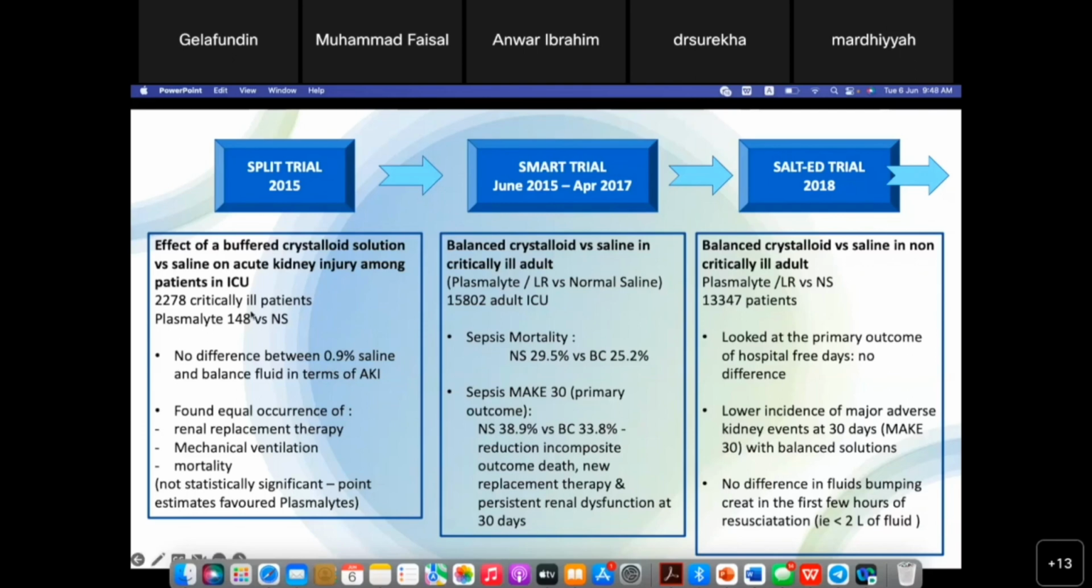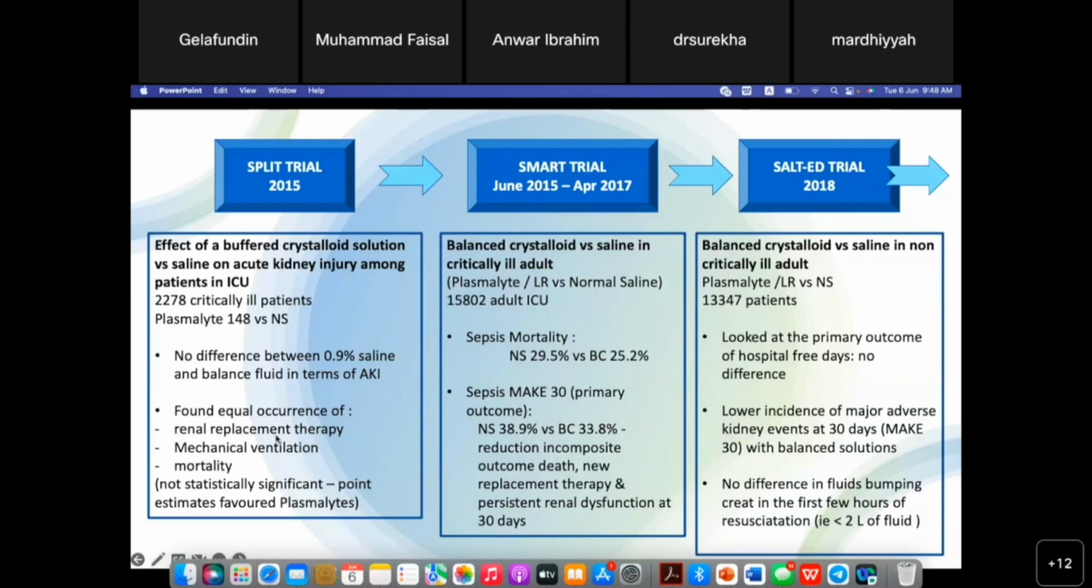Okay, here buffered solution yang dia guna is Plasma-Lyte 148 versus the normal saline. Actually, it's noted that there is no difference between the two in terms of AKI. And then untuk the other one pun dia kata found equal occurrence of the usage of renal replacement therapy, of the usage of mechanical ventilation and mortality between the two. Memang from the study, it is not statistically significant. Tapi kalau tengok the point estimate tu actually dia favour Plasma-Lyte. Kata Plasma-Lyte is better lah.